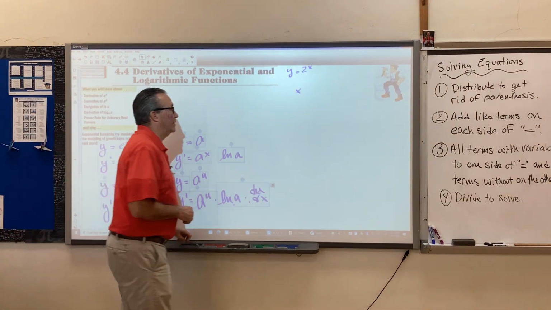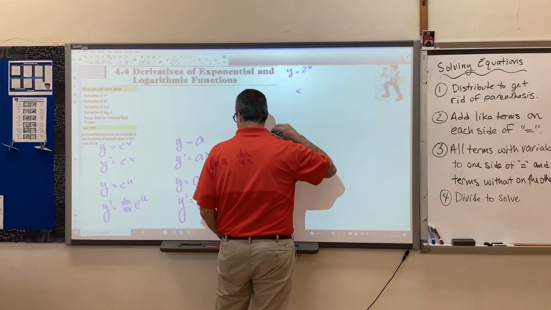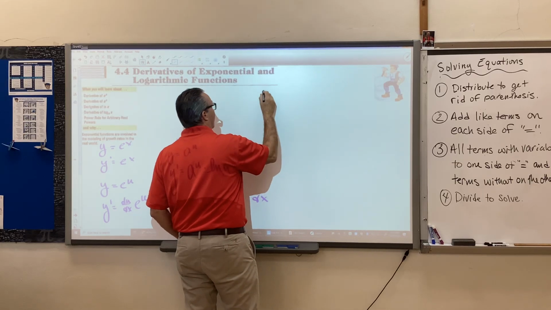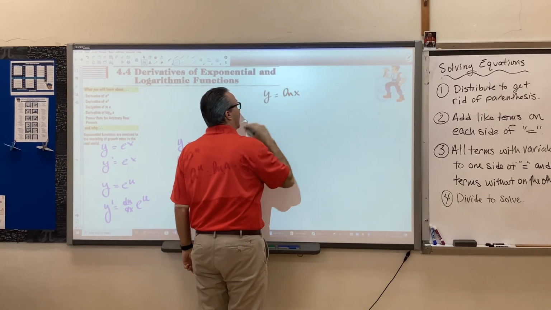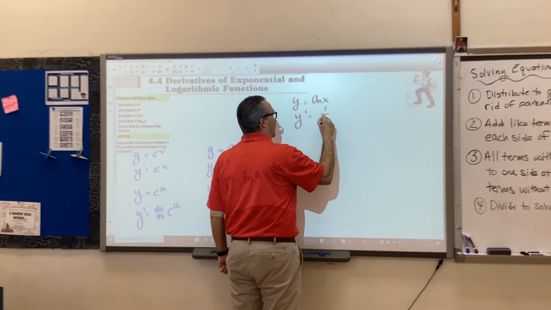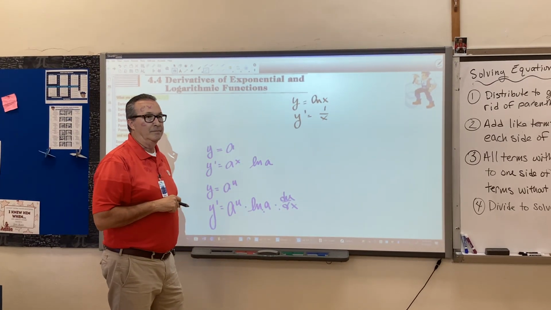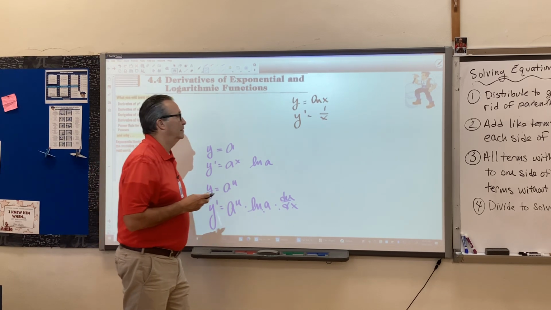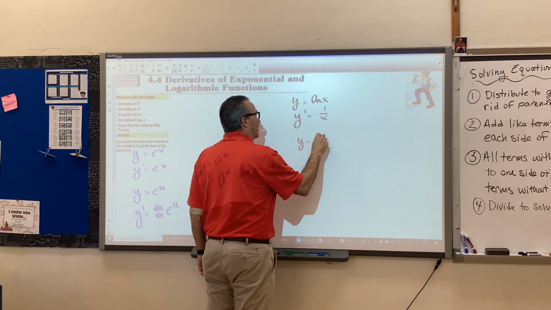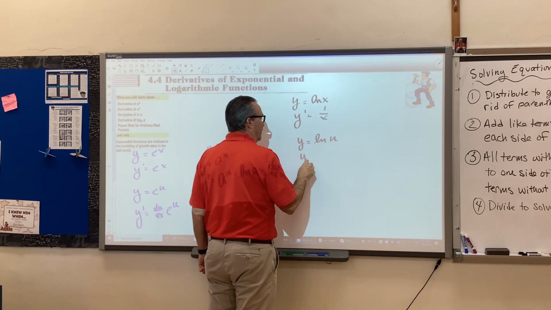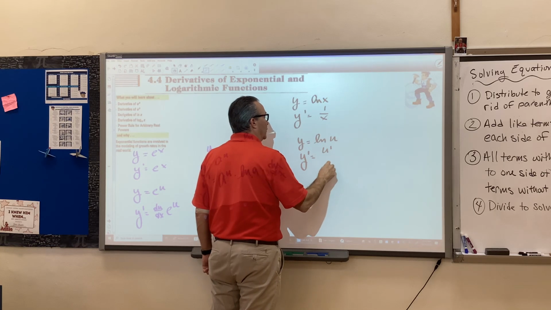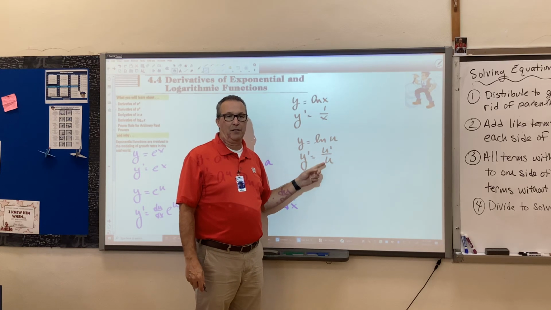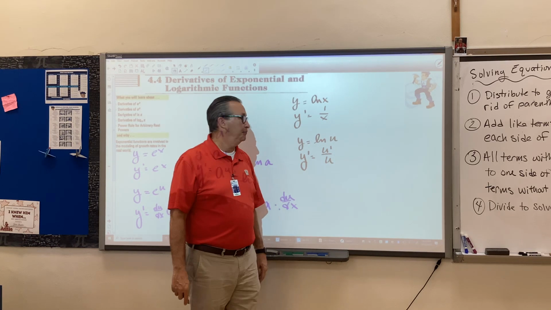Derivative of natural log of x. The derivative is 1 over x. The derivative of the natural log of x is 1 over x. If y is the natural log of u, the derivative is u prime over u. If we have the natural log of x squared, the derivative is 2x over x squared, and you reduce it.